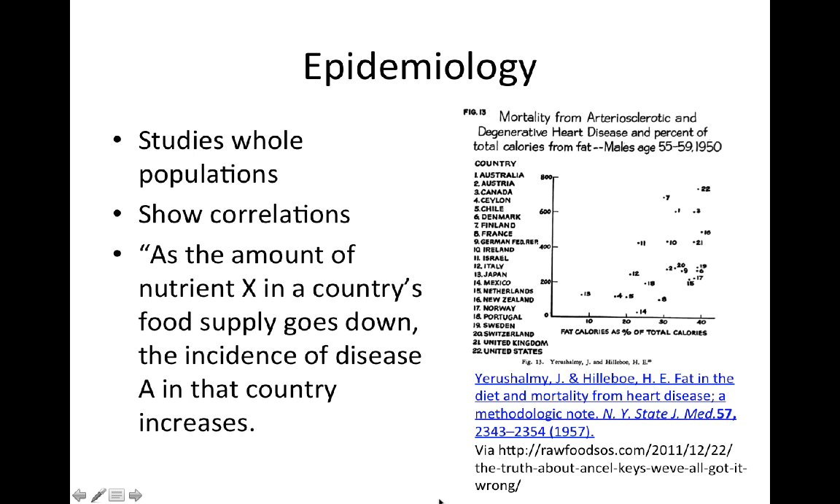So the 6 country studies, or the 7 country studies, might be the most famous of these, where they looked at the amount of fat that was consumed in several different countries, and then also looked at the incidence of heart disease in these different countries. And they found a positive correlation with this.